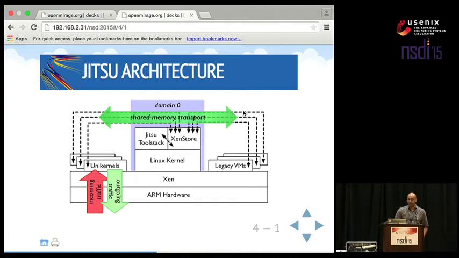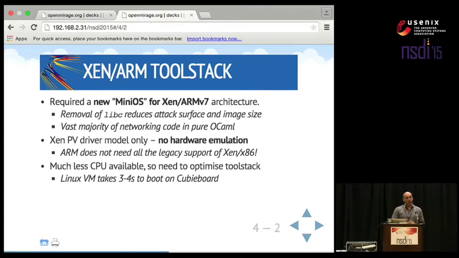So the Xen ARM toolstack was an interesting exercise. It actually required a lot of coding and was more interesting than we expected. So we had to rebuild the entire operating system infrastructure for a new ABI for Xen. So we built a new mini operating system called MiniOS. And this MiniOS, because we had the chance to build a clean slate, removed all of libc. So it doesn't really have any of the conventional POSIX layers. It only exists to run a high-level language runtime, such as OCaml, and soon support for other languages. And the vast majority of other code remained in OCaml. So it's a very, very small system.